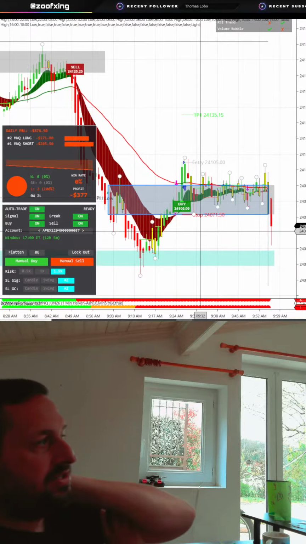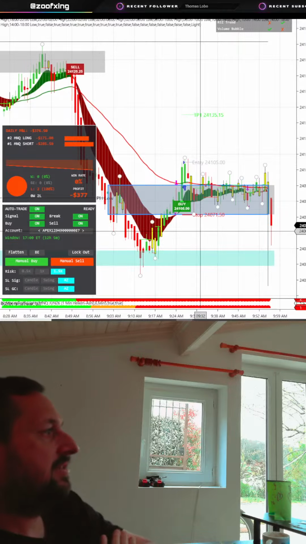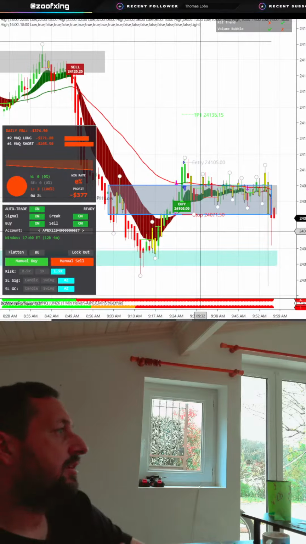We'll see what's aligned. We might end up with an alignment for a sell. We're below the hour, below the 50, below the trend wave. Not enough bearish volume on that candle though, interestingly. Oh, nice.